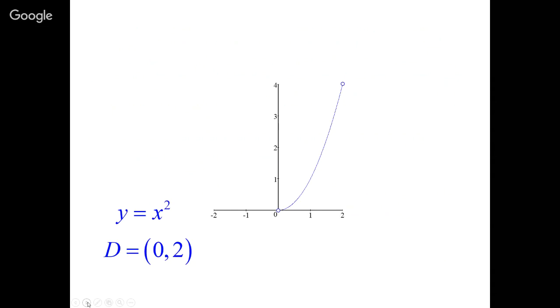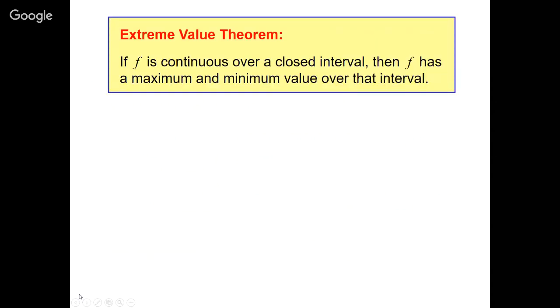Well, if both ends are open, then we have no minimum or no maximum. And here we come to our esteemed extreme value theorem. This is one of the big 6 theorems in calculus. Extreme value theorem states if f of x is continuous over a closed interval, then a maximum and a minimum value will exist for that function. And essentially it's saying that you will be guaranteed an absolute max and an absolute min on your interval.